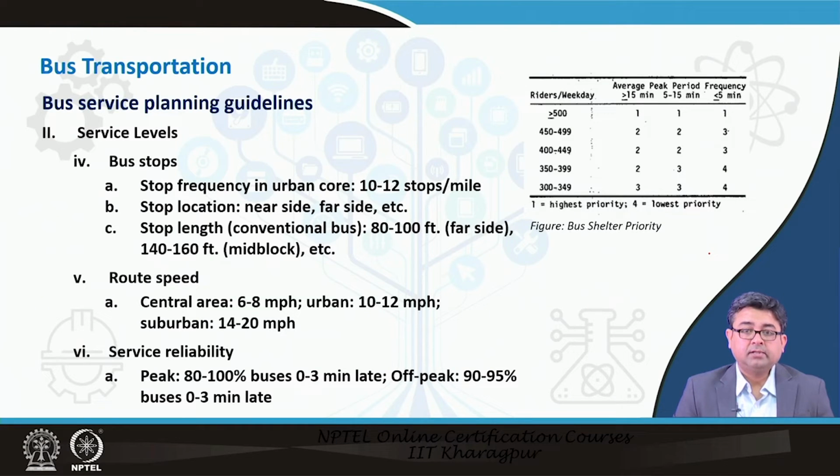The next thing to remember is route speed. Usually, we would see that route speed increases as you go from the CBD to the suburban areas, and some general patterns are given here. The last thing to remember is service reliability.